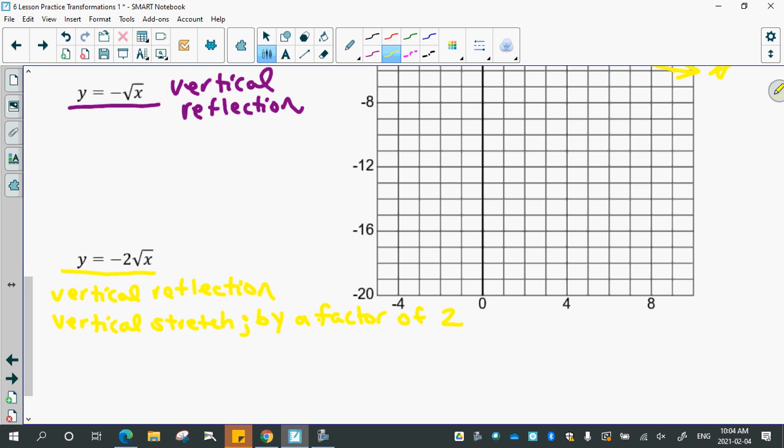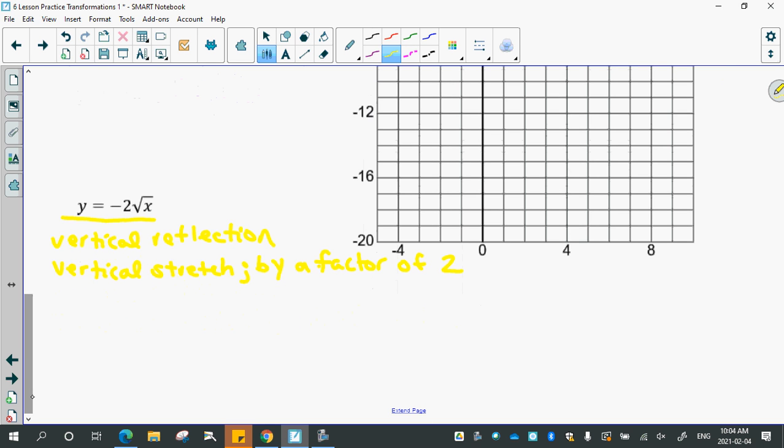Okay, and you never say by a factor of -2. The vertical reflection takes care of the negative sign, and then the stretch by a factor of 2 takes care of the 2. They're 2 separate transformations. Okay? So a common mistake is people say vertical stretch by a factor of -2. Don't do that. Remember, the negative is one transformation, the reflection, and the 2 is the stretch. Okay? Great.